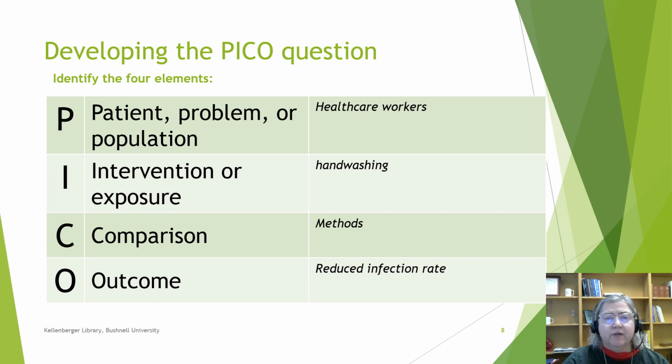In this case, we are going to look at the population of healthcare workers. The intervention or action we are going to expose them to is hand washing. For comparison, we might use any standard method that is recommended or mandated by a health organization. And of course, the outcome we want to see is a low rate of infections in hospitals.